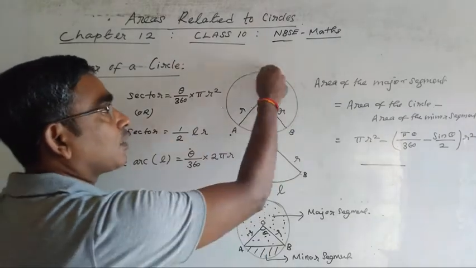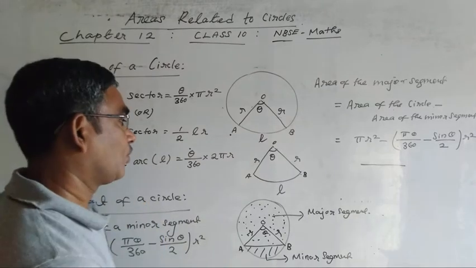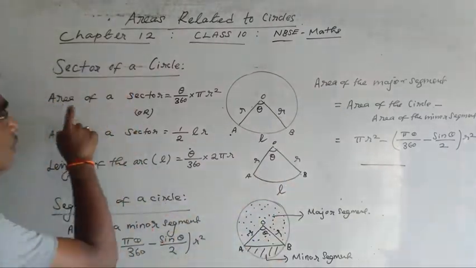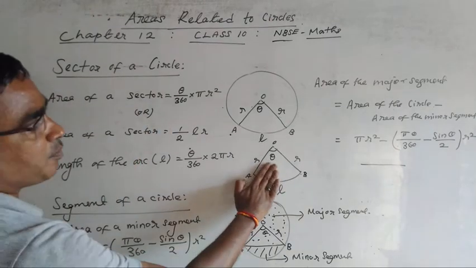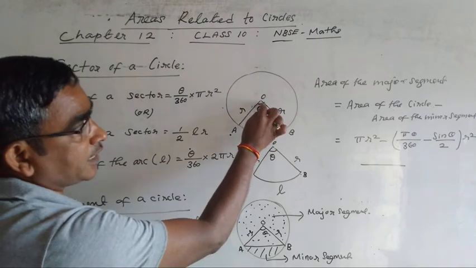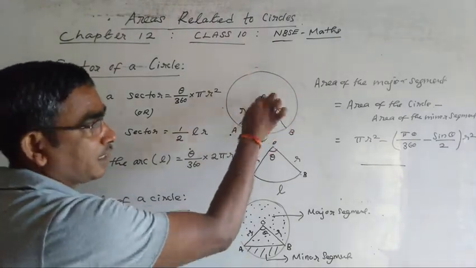The total round is called the circumference. A part of the circumference is called the length of the arc. Okay, this arc is called the length of the arc. Okay, area of the sector. We want to find the area of the sector. But how much of this sector is taken? This is the angle of the sector. How much angle we cut from the circle is called the sector.